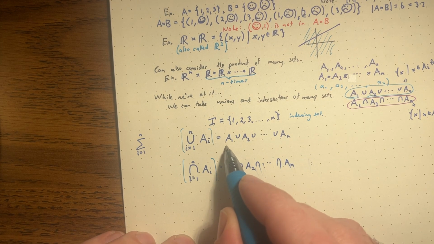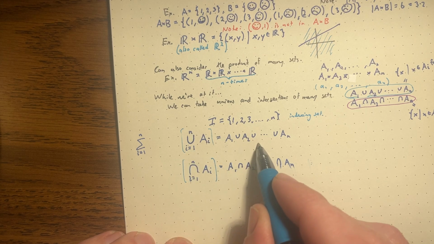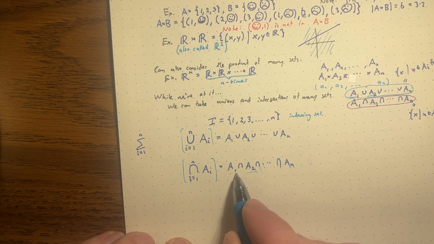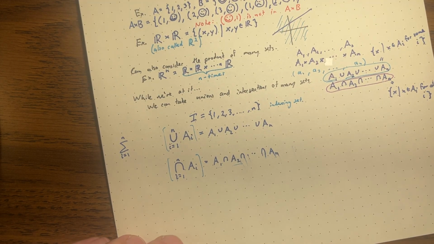And again, to be in this set, it means that we're in at least one of these. And to belong to this set, it means that we're in all of these.